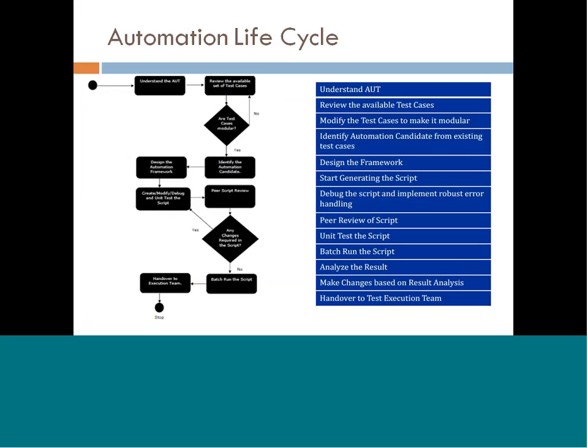And before automating anything, there is some life cycle. You might have heard in software testing there is the STLC, software testing life cycle. In the same way, there is an automation life cycle also. You need to understand the application first. You need to review the available test cases. You want to modify the test cases and design the framework. Then start generating the script, debugging, peer review of the script, unit testing of the script, batch run, analyze the test result, make changes based on the result analysis, and hand over to the test execution team.